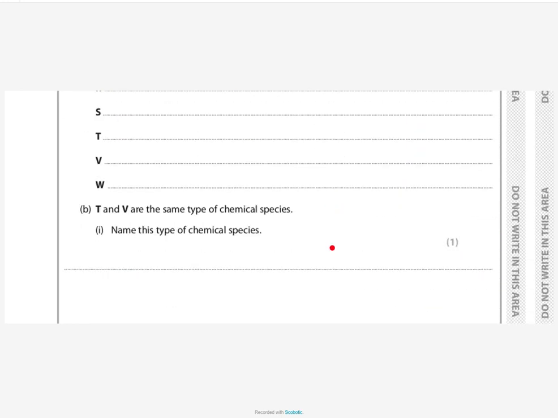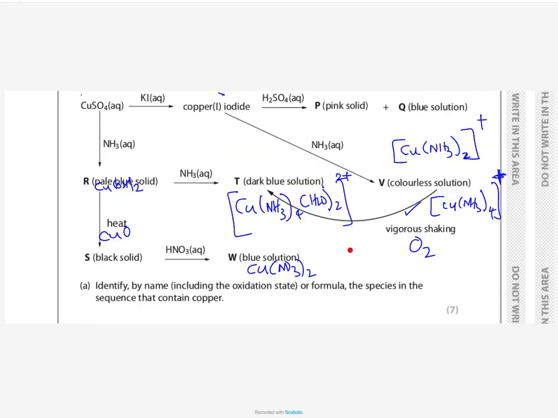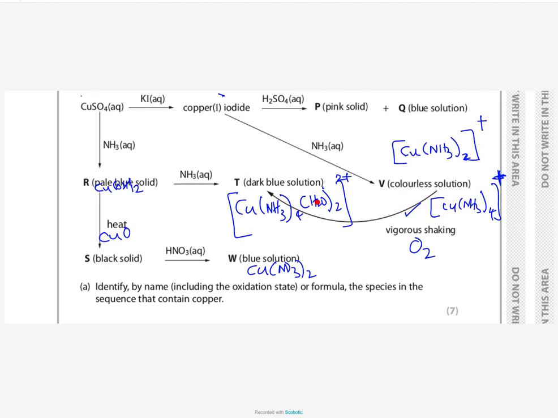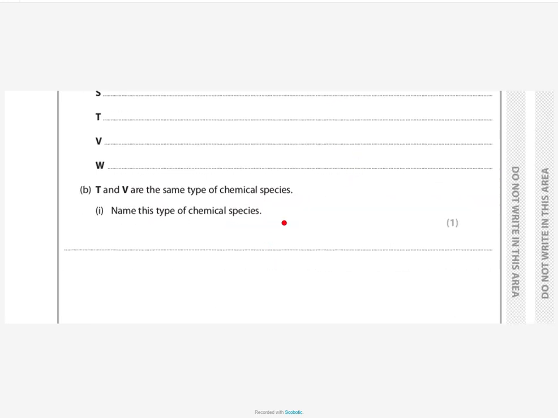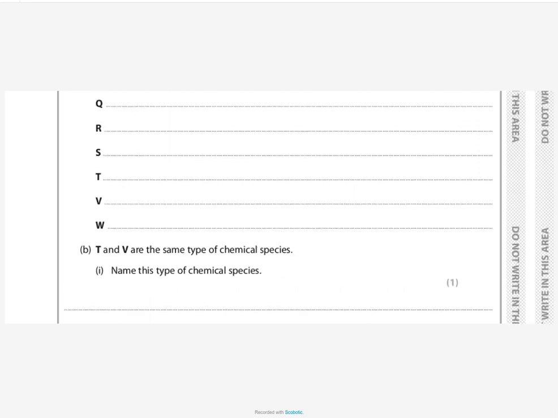T and V are the same type of chemical species. How can that be? T is 2 plus, V is plus 1, but what they mean by same type of chemical species is that the ligand is the same. Name this type of chemical species. Now, what's the name given for these chemical species?